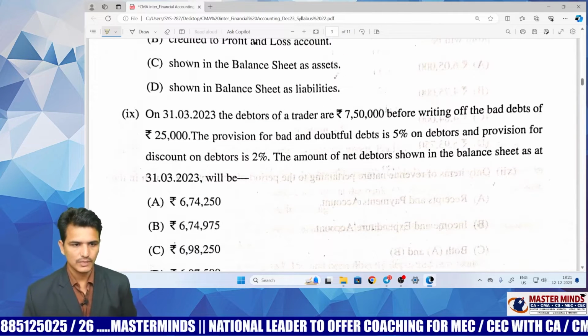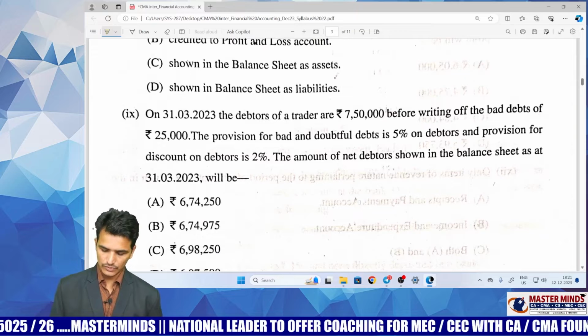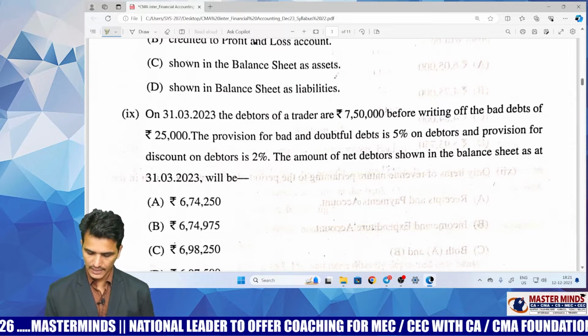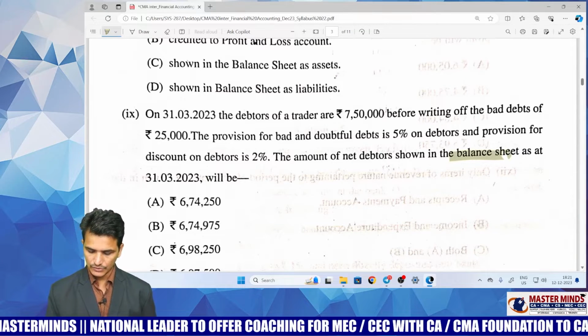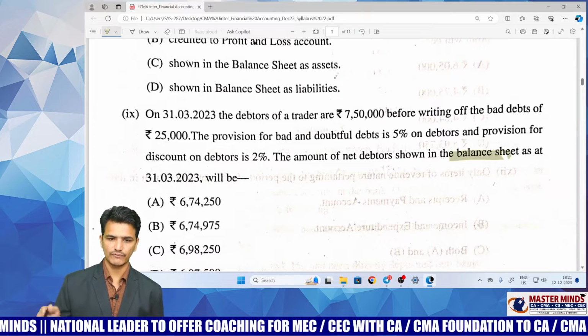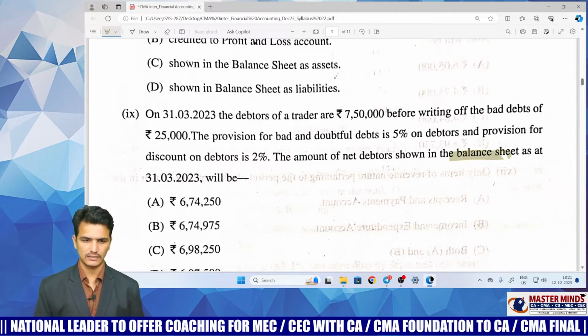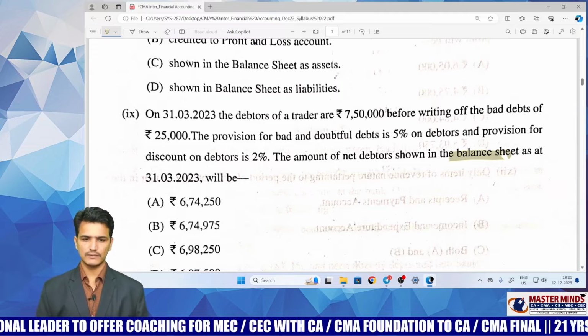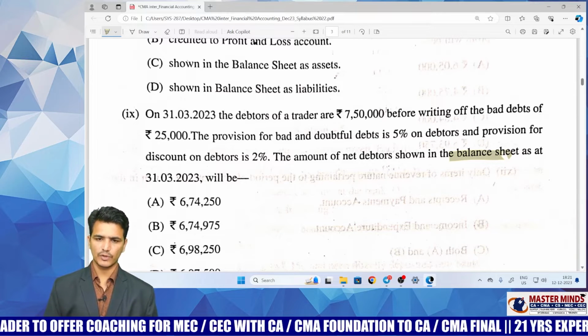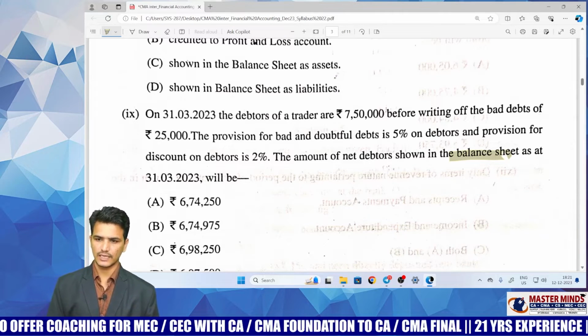Next one, question number 9. Again it is related to presentation, how the debtors will be shown in the balance sheet after taking into consideration the provision for bad debts and provision for discount on debtors. So again the same question. It is based on the treatment of provision for bad debts and provision for discount on debtors.